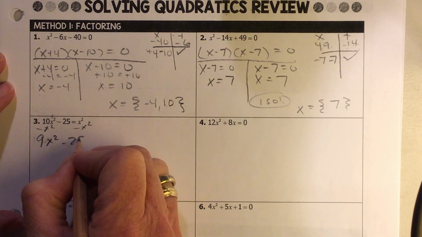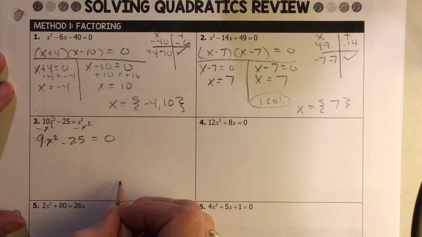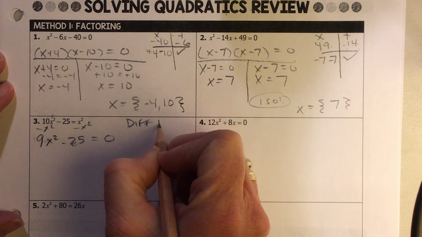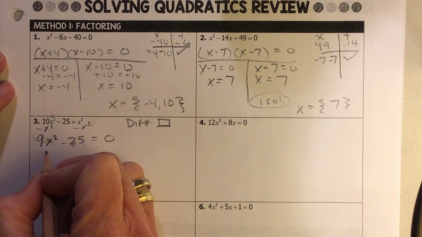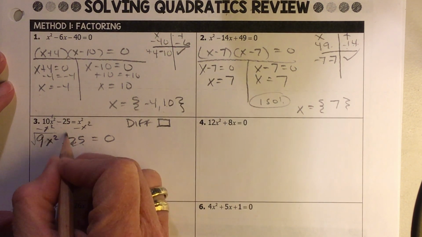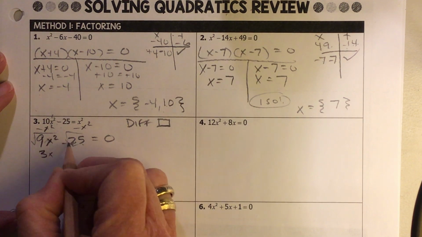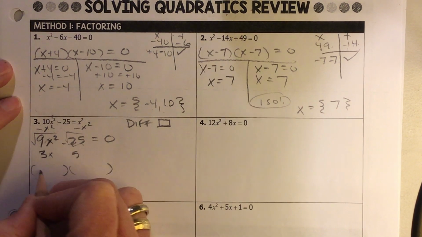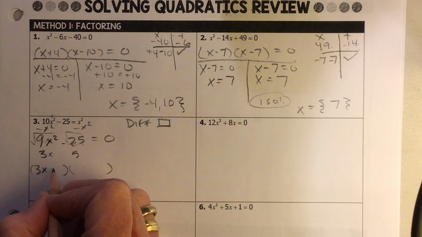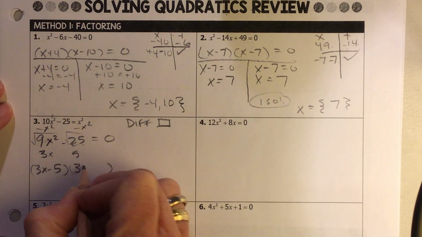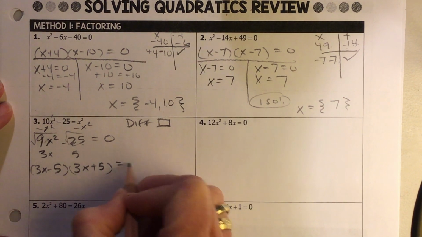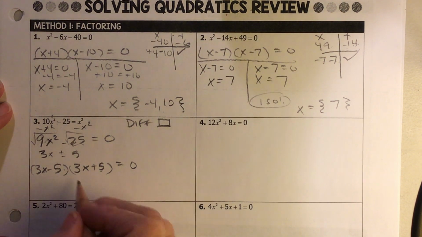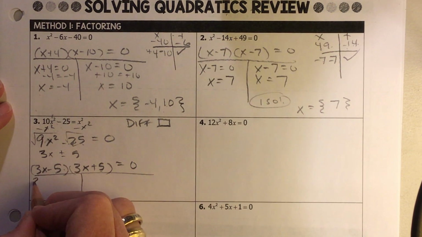So I do not have a b term. I'm going to set it to 0. I notice that I have a difference of squares because these are both square terms. I'm going to take the square root of both, which is going to be 3x, and the square root of 25 is 5. And I'm going to rewrite them as the product of two binomials. Okay, I'm going to add those two factors and subtract them. Draw a line, set both equal to 0.